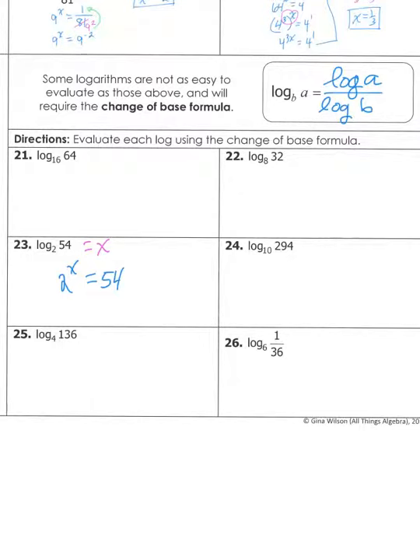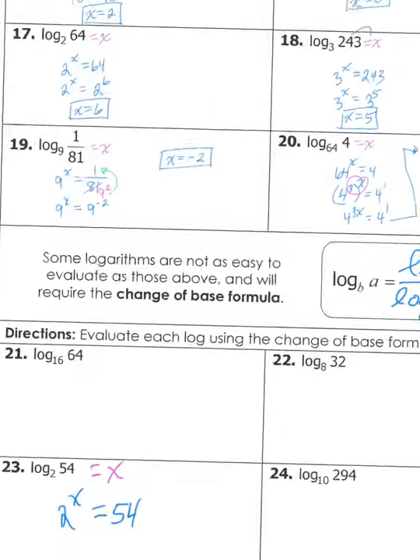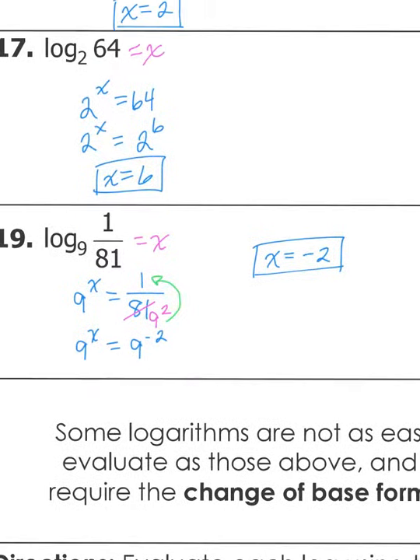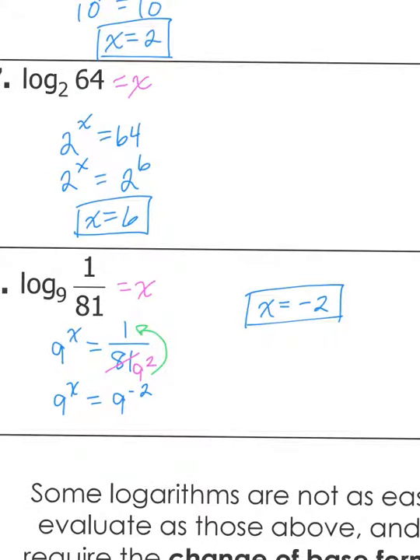So I'm going to prove to you that it works. For instance, I'm going to look at number 17. For number 17 right here, I'm going to make this bigger so that we all can see. There we go. If I were to do a change of base, I would take log of 64 and divide it by log of 2.